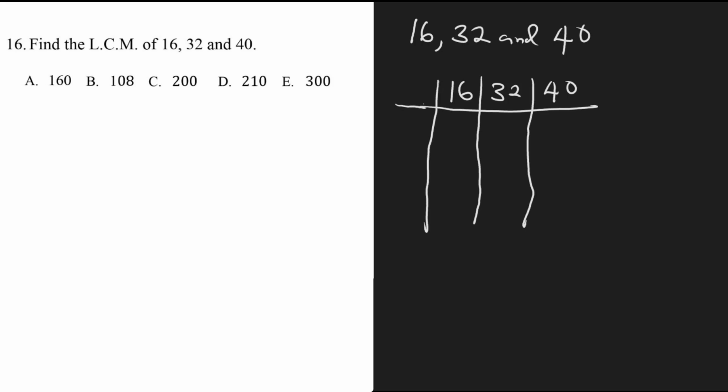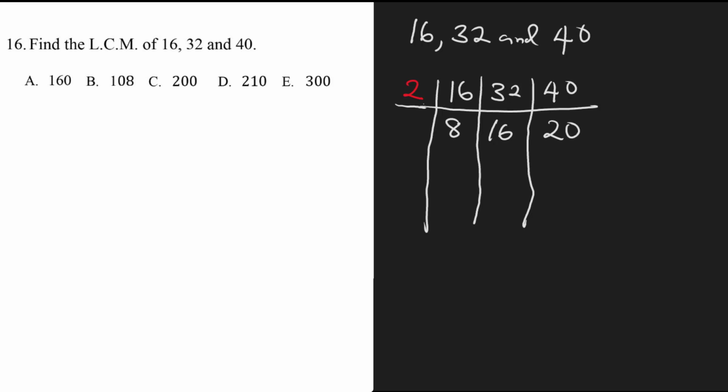So now, what is the first and the lowest prime number that can go into any of these numbers? And remember that prime numbers are those numbers that are only divisible by 1 and themselves. So which is 2. 2 is only divisible by 2 and 1, right? So that means 2 is the first prime number. So we have 2, right? So 16 divided by 2 is 8. 32 divided by 2 is 16. 40 divided by 2 is 20, right?